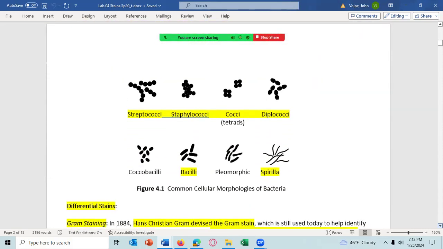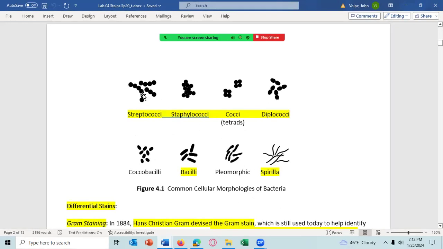When we look at cells under the microscope, we can notice that they have a certain shape, that's a morphology, and they have a certain cellular arrangement or cellular growth arrangement, and that's how the cells stick together. So most cells are cocci or bacilli. There are some that are also spirilla. So these are the three major shapes that bacteria have: cocci, bacilli, and spirilla.